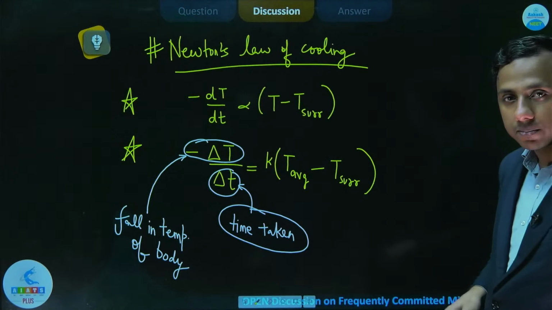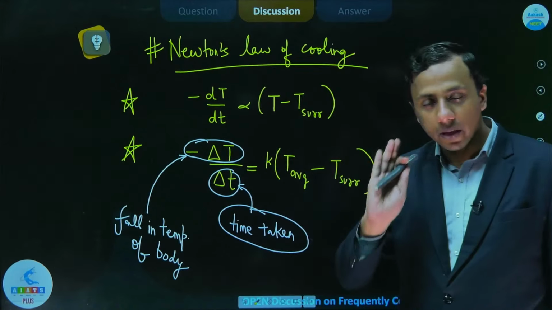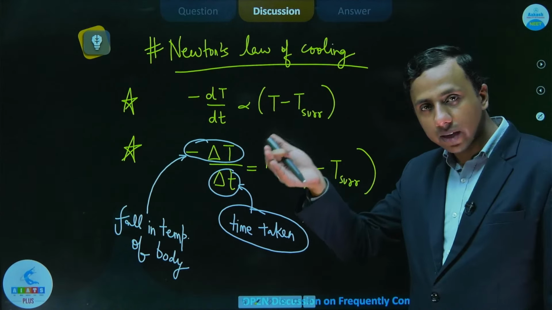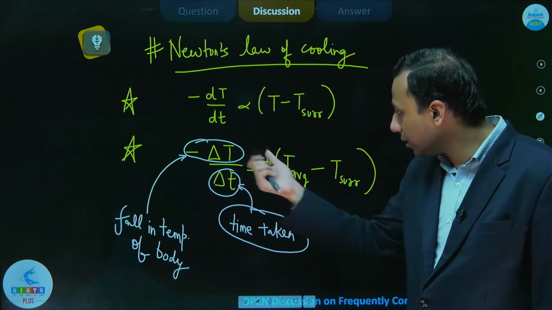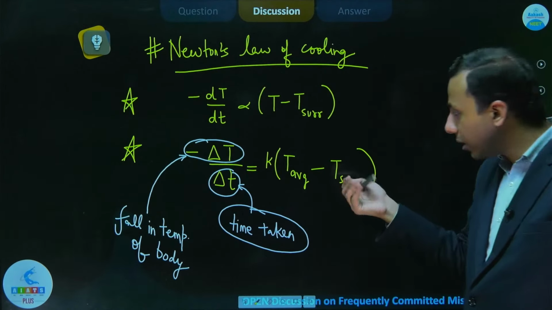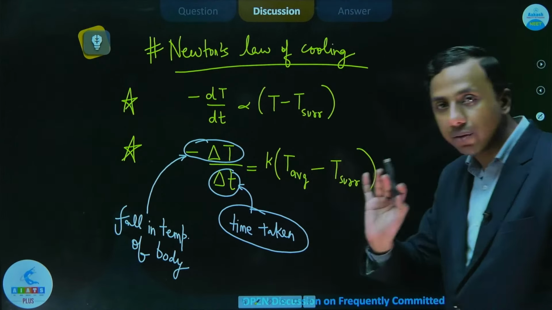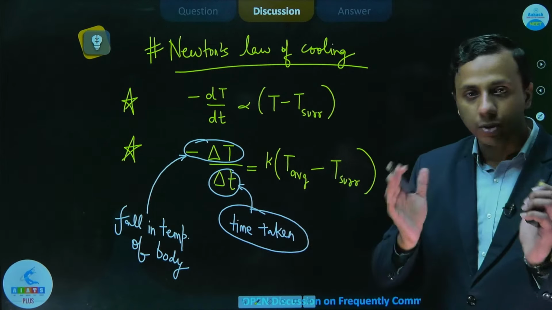Notice this formula again. I told you this fall in temperature is same in both cases, that is 80 to 75 and 75 to 70. That is 5 degrees Celsius is the fall in temperature. K is same for both cases. Temperature of surrounding is also same. But this thing is not same. This T average is not same in both cases. And obviously this delta T, that is time taken, is also not same.